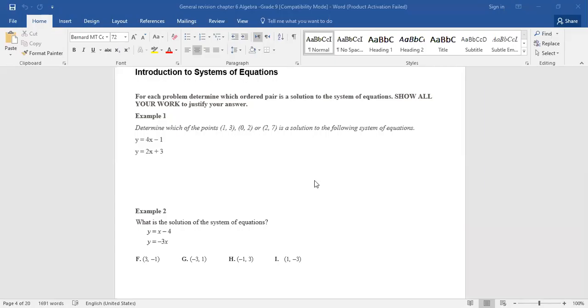I said today, inshallah, we are going to make a review or revision about our chapter 6, Algebra, which is talking about system of equations and linear inequality and system of inequalities and solving system of linear inequality.